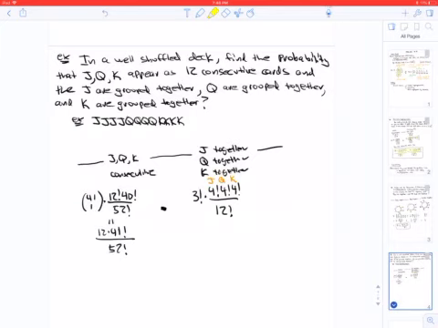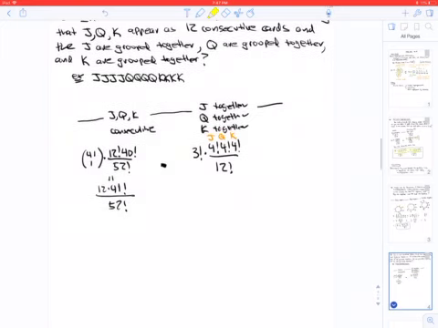Here's another example. In a well-shuffled deck, find the probability that Jacks, Queens, and Kings appear as 12 consecutive cards, and the Jacks are grouped together, the Queens are grouped together, and the Kings are grouped together. So in other words, you have Jack, Jack, Jack, Queen, Queen, Queen, King, King, King, or it could be in other orderings, but the Jacks, Queens, and Kings have to be next to one another as a group.